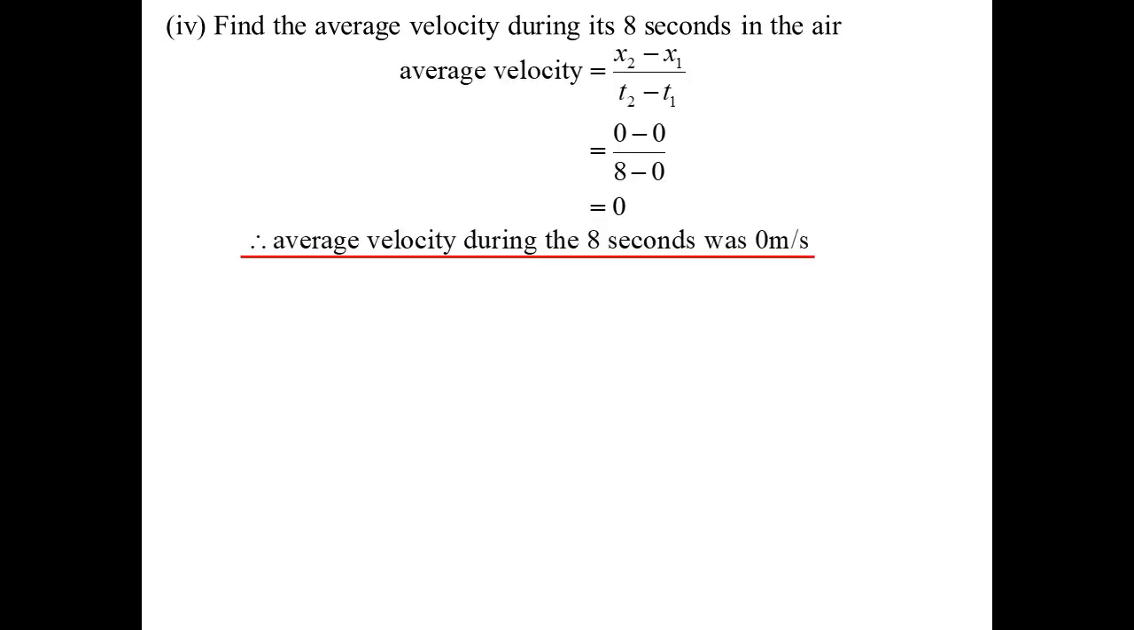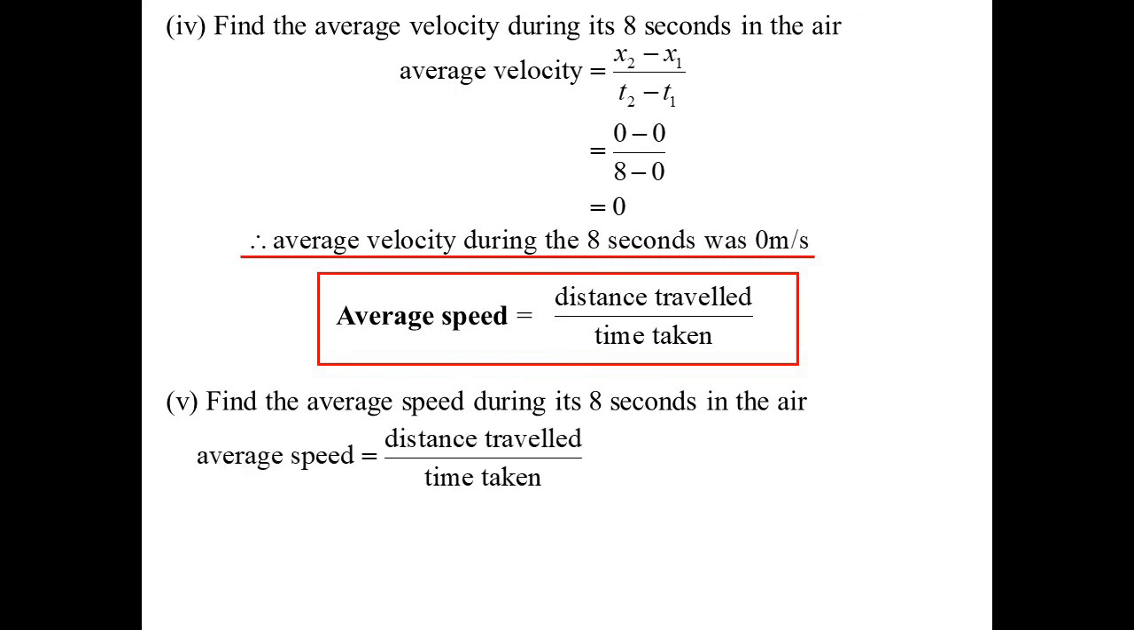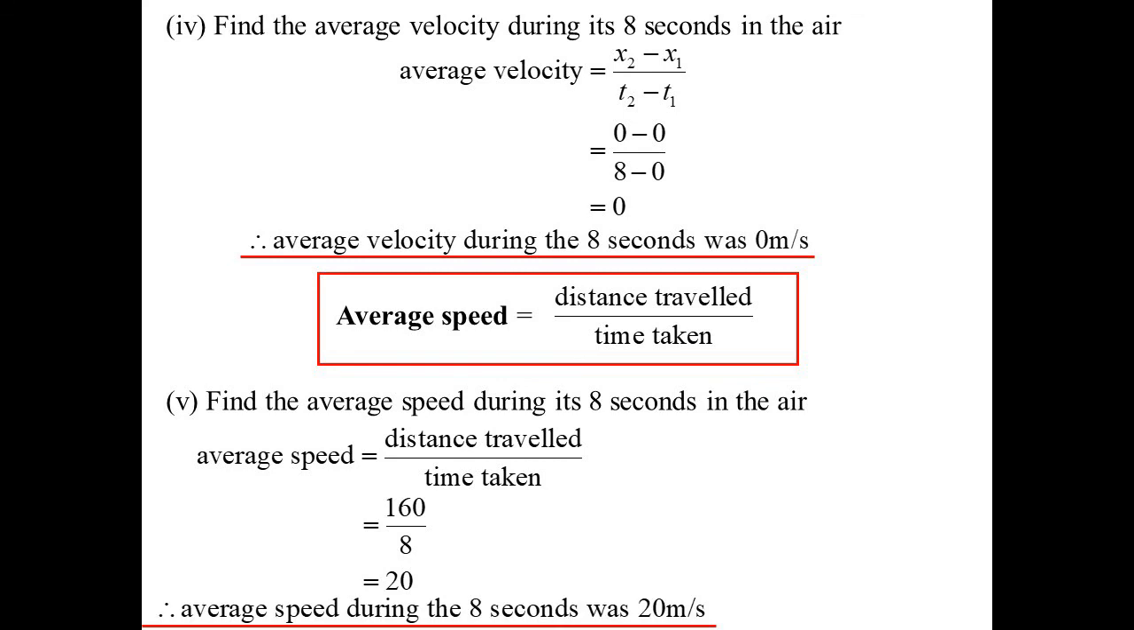Find the average velocity over the whole 8 seconds. The average velocity then is 0. That's the weird thing about average velocity. I mean, it can be 0, which sounds strange, because it's like saying, on average, it just didn't move. And of course it did, but it's back where it started from. Average speed then is distance travelled over time. So the average speed during the 8 seconds is distance travelled over time, so it's actually 20 metres per second on average.